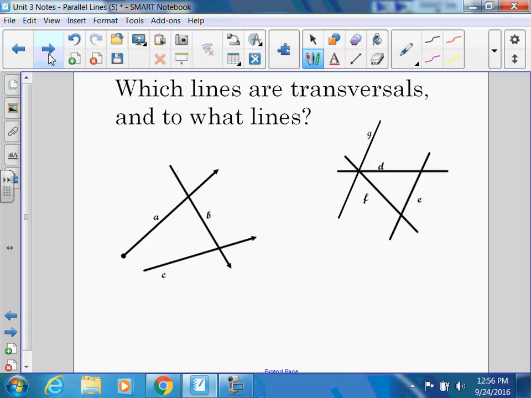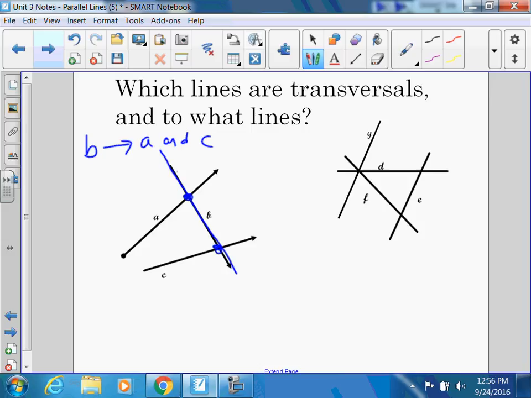So if you look at the example on the left-hand side, it's pretty easy to see that line B is going to be the transversal line because it is intersecting two other lines at different points. It's intersecting A at this point, and it's intersecting C at this point. So B is the transversal line intersecting A and C. The example on the right-hand side is a little more difficult to see. You got a lot of possibilities for transversal lines.